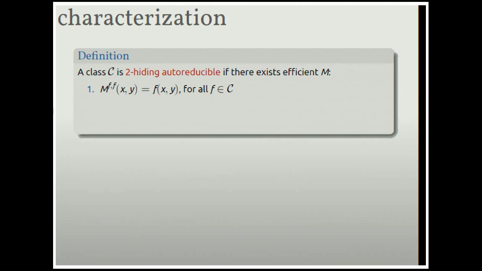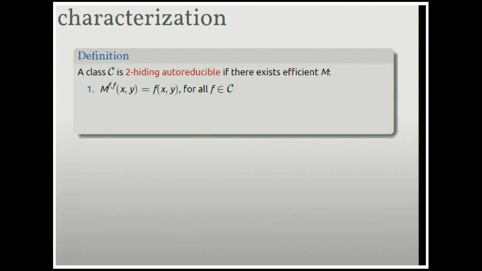So it's called two-hiding auto-reducible because I'm not good at coming up with clever definition names. So we have an Oracle machine that computes the same function as its Oracle. That's kind of the same here. You may think this is weird.